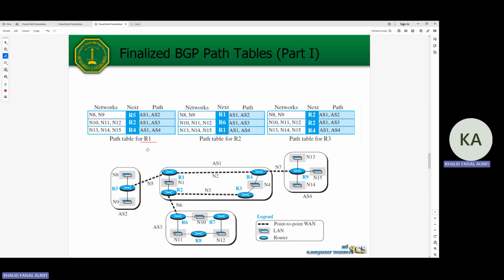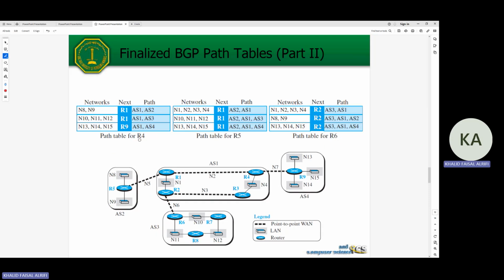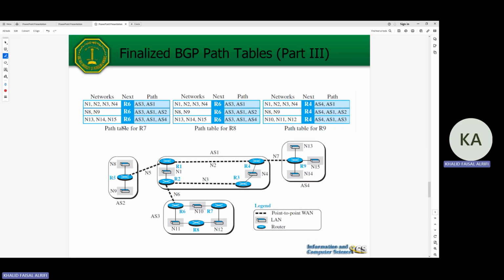Here is the most important thing: how to create the path table for R1. Okay, so here it's telling you from autonomous system 1 to autonomous system 2, like this one, we will have N8 and N9, and the next router is R5, nothing new. And here from autonomous system 1 to autonomous system 3, so from here to here, the next router is R2. And what are the networks? It's 10, 11, 12, and so on for the rest. R3, R4, and R5, R6, 7, 8, 9.